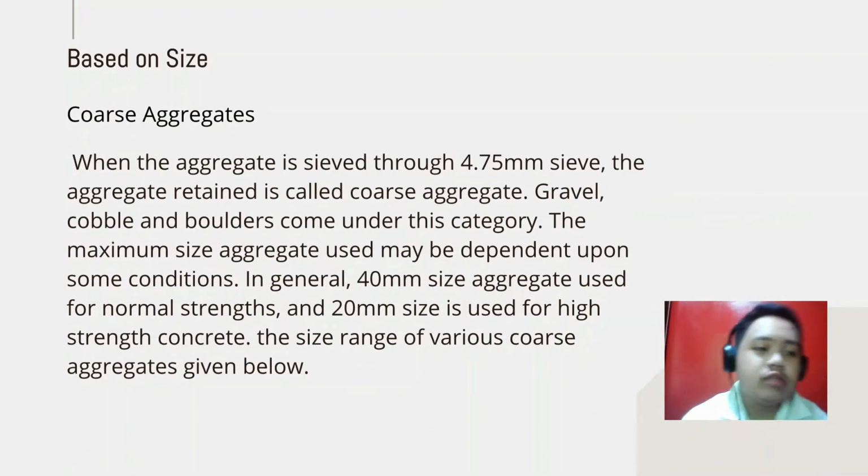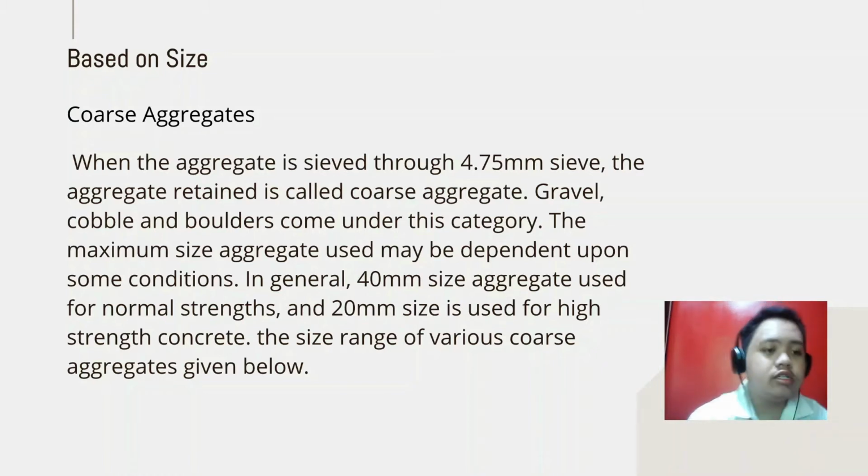Next, we have the coarse aggregates. When the aggregate is sieved through a 4.75mm sieve, the aggregates retained are called coarse aggregates. Gravel, cobble, and boulders are the aggregates included. The maximum size of aggregate used may depend upon some conditions. In general, 40mm size aggregates are used for normal strengths and 20mm size is used for high strength concrete. The size range of various coarse aggregates is given later in the table.